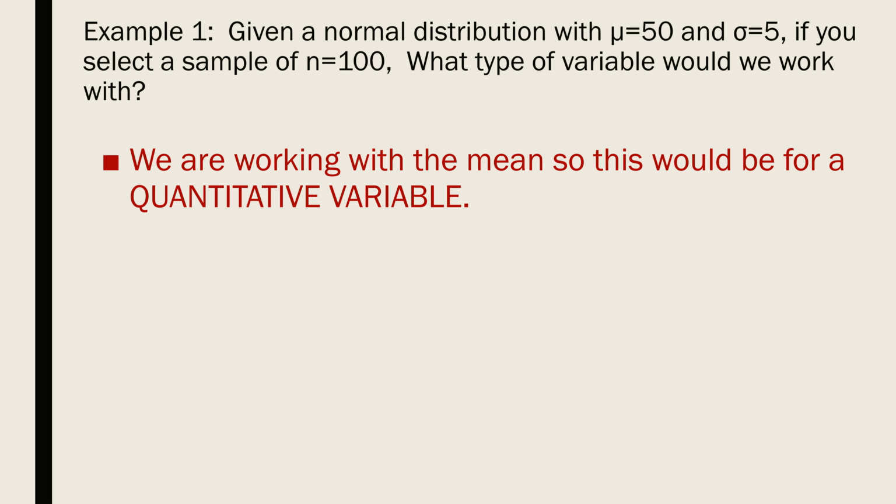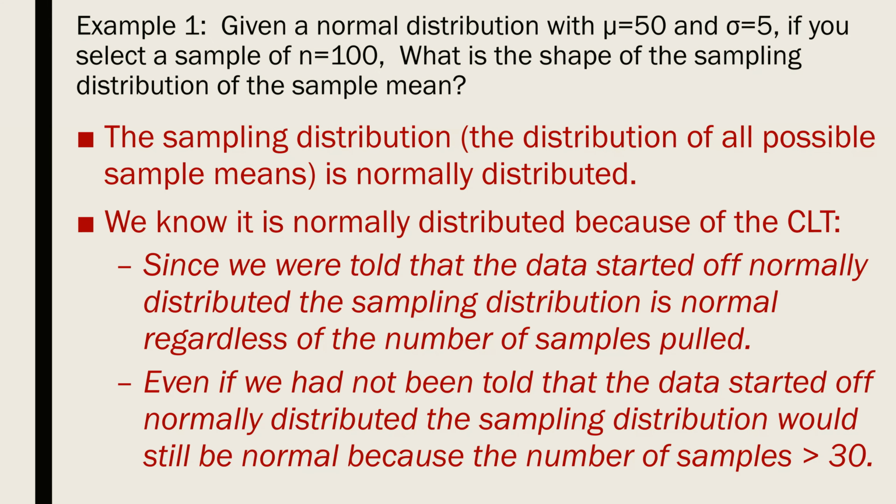Because we are working with the mean, the variable we are working with will be a quantitative variable. The sampling distribution, or say the distribution of all possible sample means, is normally distributed. We know it is normally distributed because of the central limit theorem. Since we were told that the data started off normally distributed, the sampling distribution is normal regardless of the number of samples pulled.